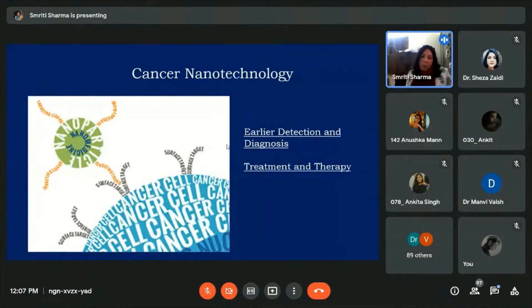Then I have already explained this. Cancer nanotechnology is a separate field. Nanomedicine is a separate field, and within it, cancer nanotechnology is a separate field. So two things are there. They're trying to get earlier detection and diagnosis of the problem. I gave you the example of ovarian cancer. The tumors are 1 centimeter in size only after that our diagnosis techniques right now can detect them.